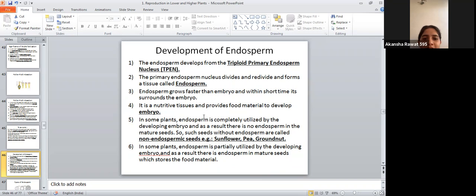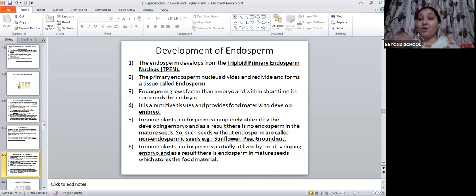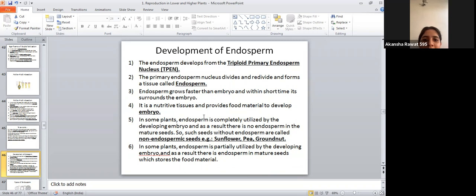One day they suddenly realize, oh my God, our seed has matured, our embryo has matured, but there is no endosperm because we have utilized it.